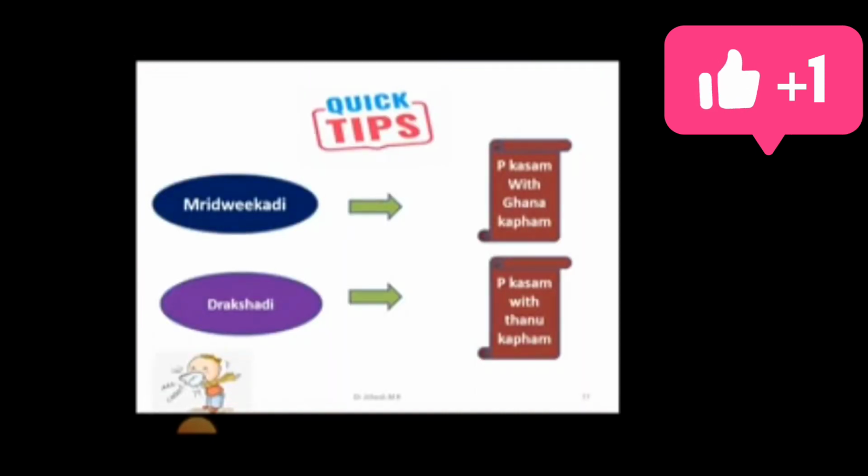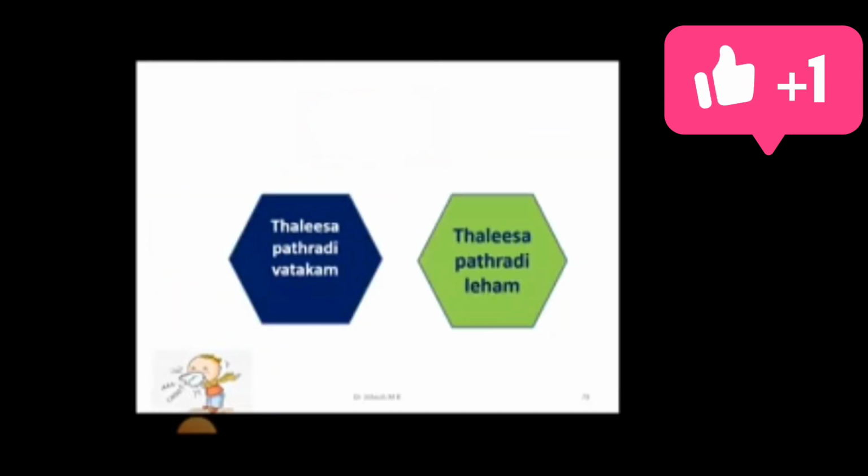So, now we will go to the first part. Mridugadi can be given in Paitiga Kasa with Ghanakapha, and Drakshadi can be given in Paitiga Kasa with Tanukapha. Typically, as a spoon feeding, we can say Paitiga Kasa with Ghanakapha, Mridugadi. Blindly you can prescribe. Paitiga Kasa with Tanukapha, Drakshadi. Just feed this. Now, Talisapatradi Vatakam, only one or two are remaining.